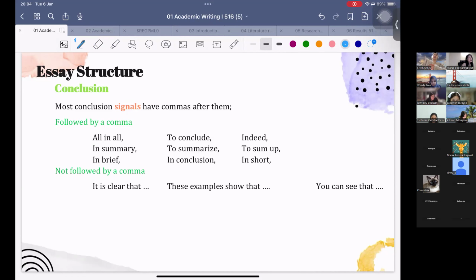These words simply give the audience the signal that we are reaching the ending. And after these words like all in all, to conclude, they need to be followed by a comma as well.